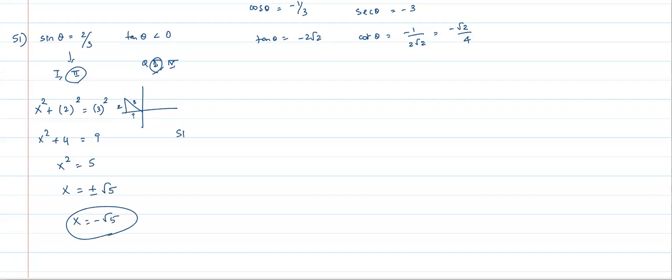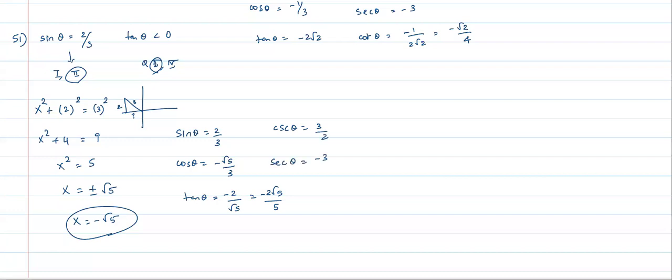Sine theta is 2/3. Cosine theta is negative root 5 over 3. Tan theta is negative 2 over root 5, which is negative 2 root 5 over 5. Then cosecant is the reciprocal of sine. Secant is the reciprocal of cosine. And cotangent will be the reciprocal of tangent. So these will be your answers.